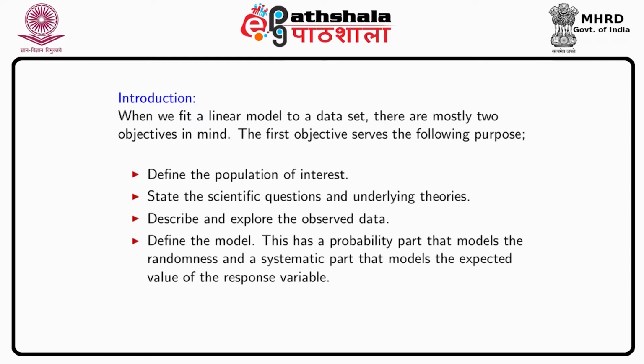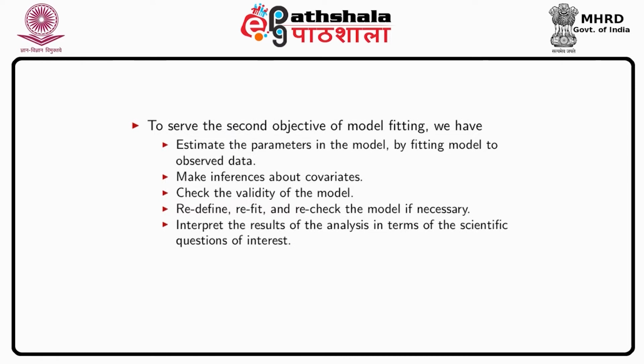In the second approach, where we come to the statistical inference part, after fitting of the model, while fitting the model, we estimate the parameters in the model, where we fit the model using the observed data. Once we have the fitted values of the parameters involved in the model, we then make inferences about each of the covariates. We check the validity of the model. We verify whether all the model assumptions are met with. We then accordingly redefine, refit, or recheck the model if it is necessary. We then interpret the results of the analysis once we get the final robust statistical model.